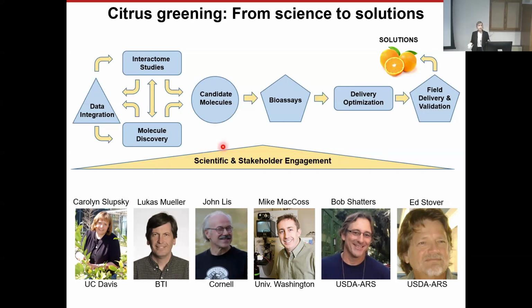And if any of these molecules were to work, we then still had a pipeline in place to do bioassays and delivery optimization to more quickly translate these molecules into field delivery. And we would do this via collaborations with Bob Shatters and Ed Stover. So as part of this system, we also continuously received input from scientific and stakeholder advisory boards so that we would actually be communicating with the growers about what they wanted and needed.